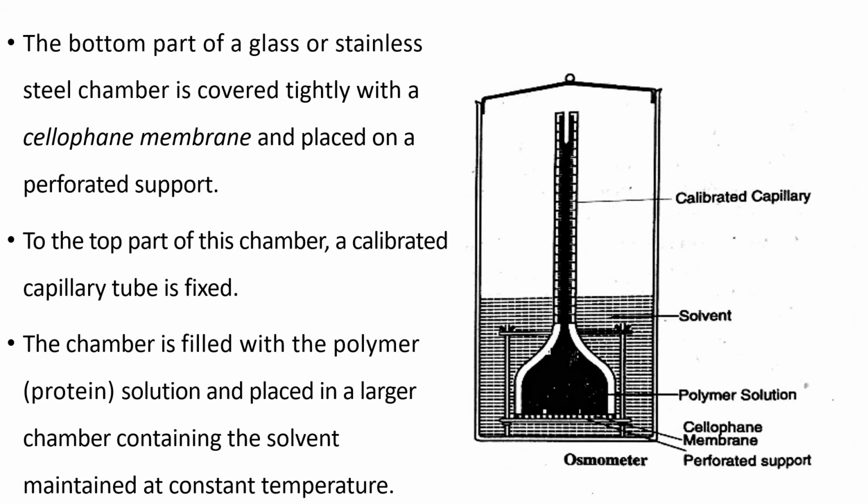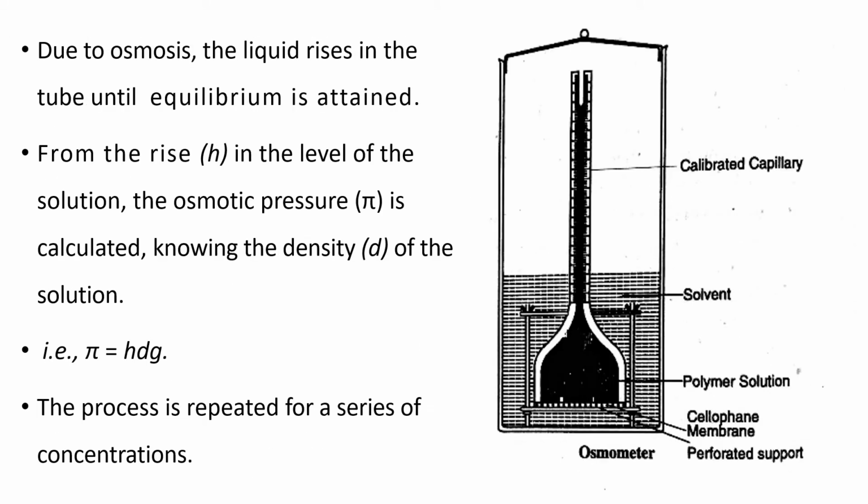To the top part of this chamber, a calibrated capillary tube is fixed. The chamber is filled with the polymer solution and placed in a larger chamber containing the solvent maintained at constant temperature. Due to osmosis, the liquid rises in the tube until equilibrium is attained. From the rise in the level of the solution, denoted by the letter H, the osmotic pressure pi is calculated knowing the density of the solution.